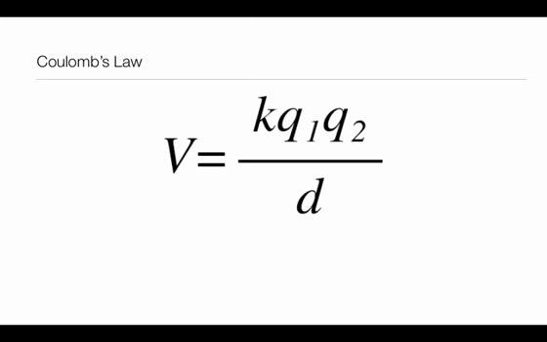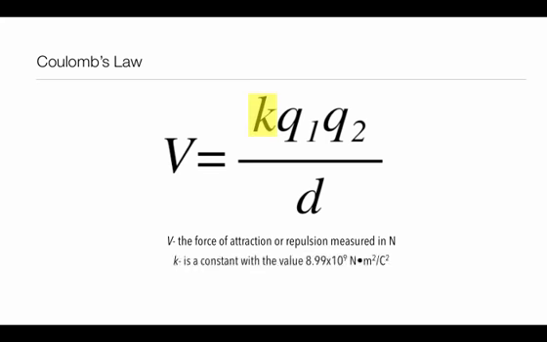Here's the equation, where we have F representing the attraction or repulsion between particles, and it's measured in newtons. We have the constant k with a value of 8.99 times 10 to the 9th. We have the charges of the particles involved, q1 and q2, for a two-particle system, measured in coulombs. And then we have the distance, which we measure in meters.